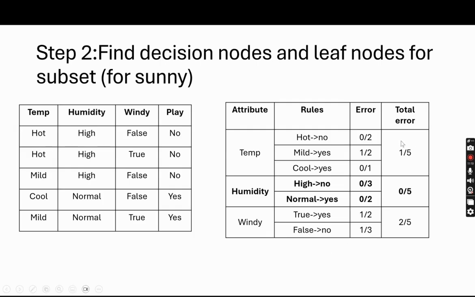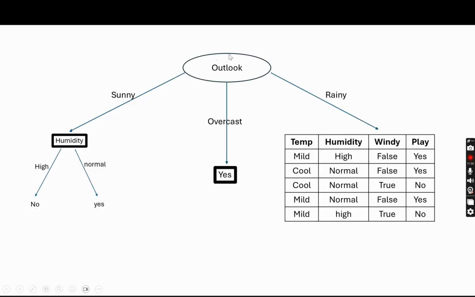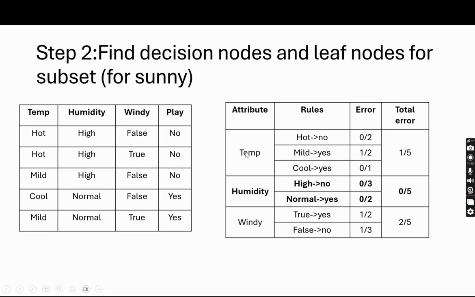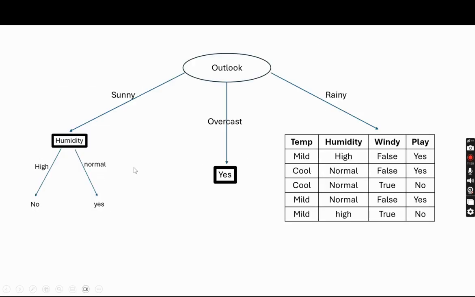So the total error for these three attributes has been calculated, and we have to choose the attribute having the minimal amount of error. Here humidity has 0 error, so the next decision node will be humidity. So the decision tree will look like this. For Sunny, the next decision node is humidity, and for humidity there are two values having 0 error. If it is high, it directly represents no, and if it is normal, it directly represents yes. So your decision tree will look like this.